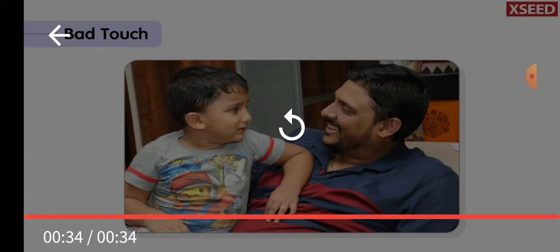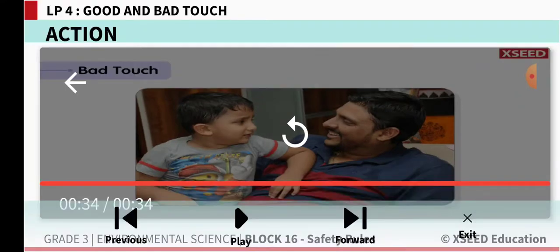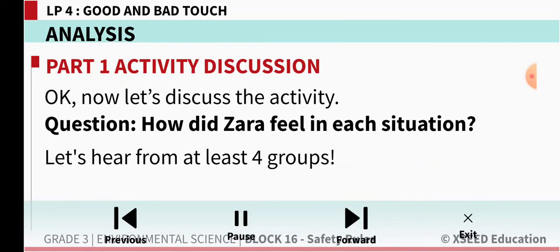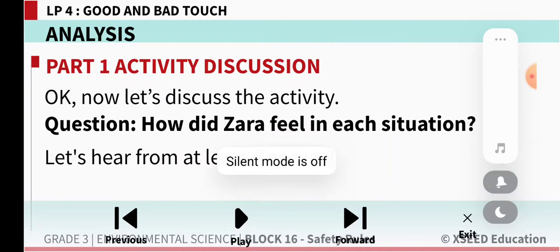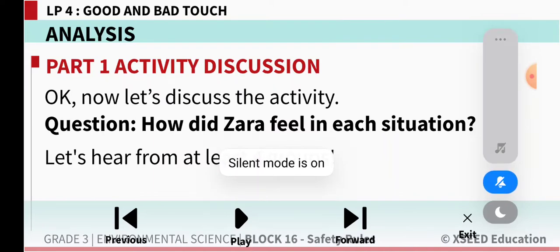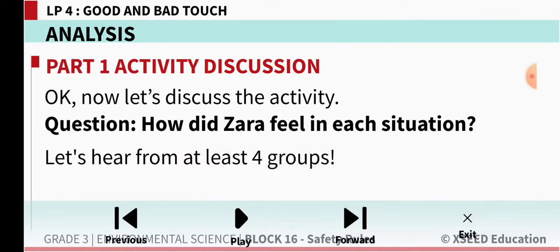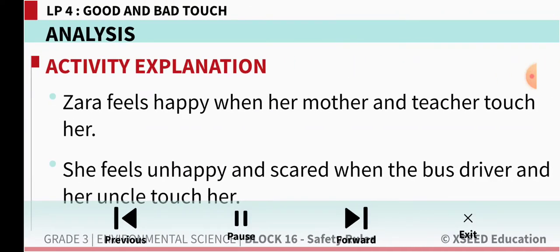So this is what we have learnt. Good touch makes us feel happy, whereas bad touch makes us feel uncomfortable. How did Zara feel in each situation? When her mother touched her, how did she feel? And when the driver touched her, how did she feel? Zara feels happy when her mother and teacher touch her. She feels unhappy and scared when the bus driver and her uncle touch her.